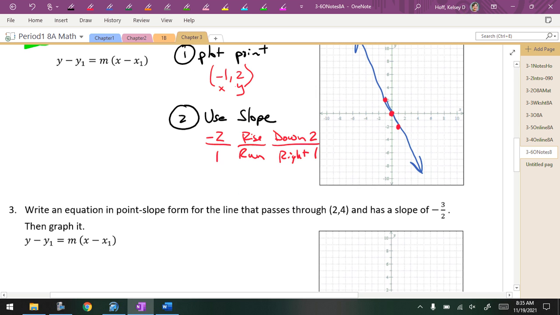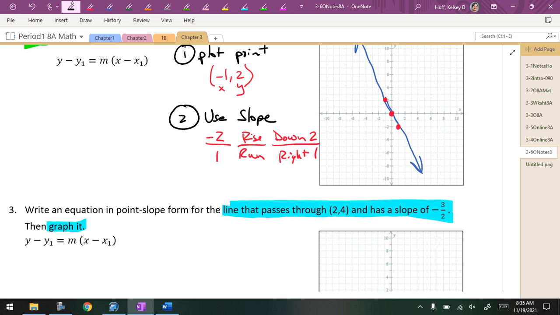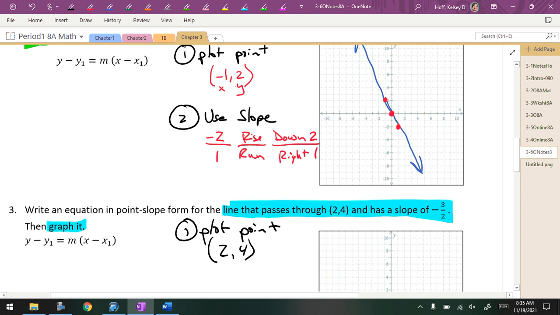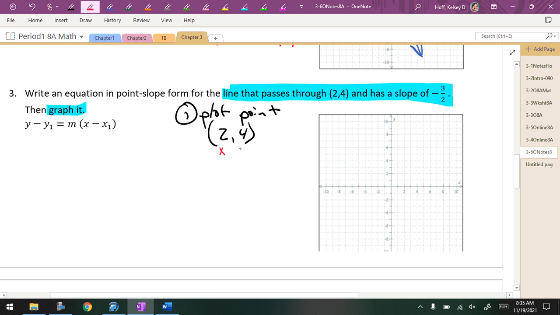Okay, same thing. Ms. Hoff's going to change the rules. We're going to graph a line that passes through 2, 4 and has a slope of -3/2. What's the first thing I do? Very good. Plot 2, 4. 2 is your x, 4 is your y. So plot 2, 4.